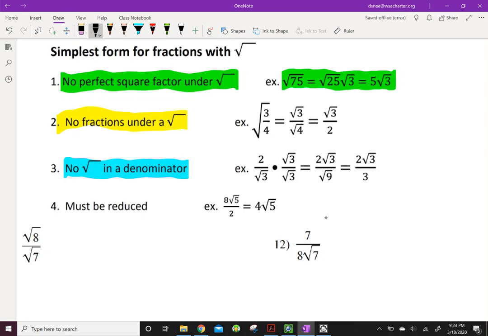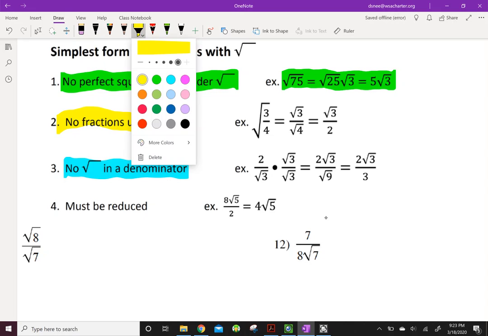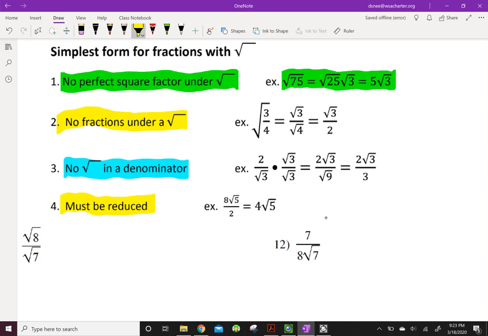And then you must reduce everything always. If you can reduce the fraction, you must do it. Like I just showed you earlier, the 8 and the 2, they can be divided.